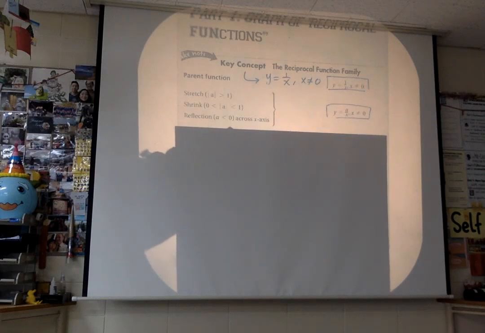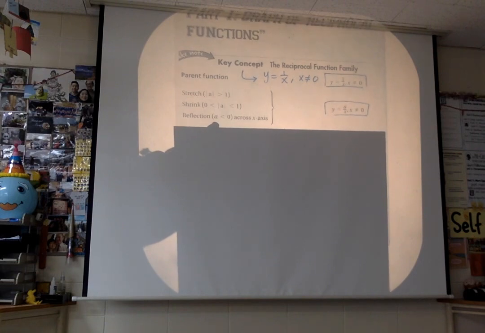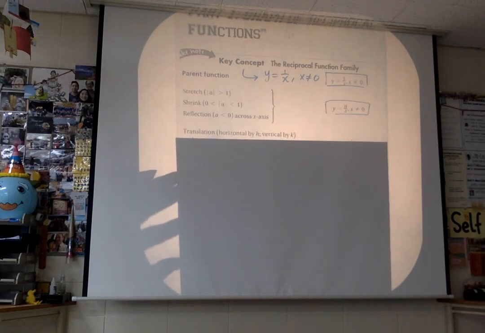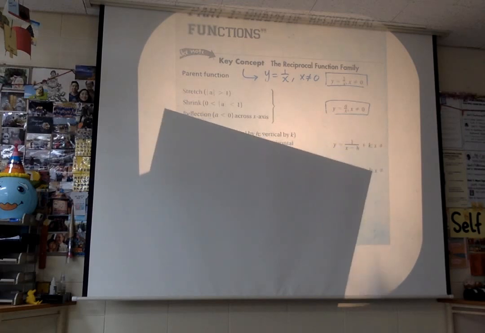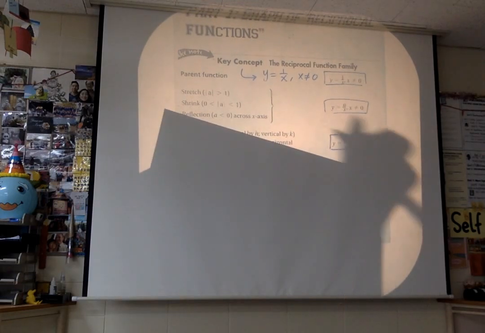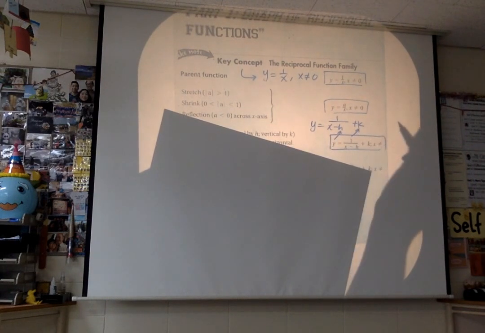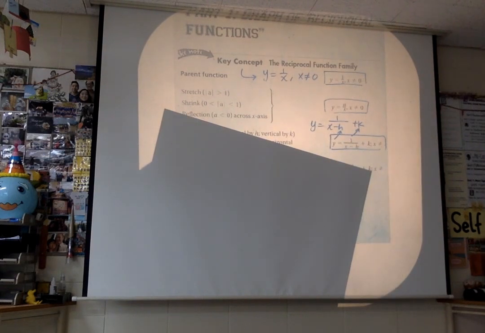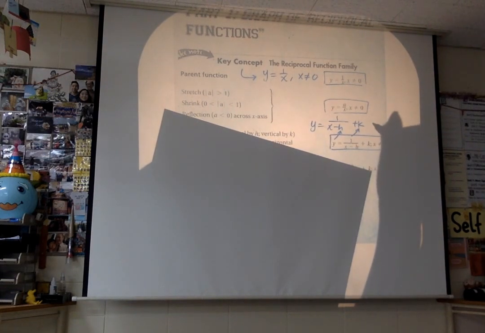Reflection: if a is less than 0, so if a is negative, then it's going to be a reflection about the x-axis, because every x value has been swapped to its negative. Now, translation. You're going to have to know this one, so write this really big in your notes: y is equal to 1 over x minus h, plus k. Wait a second, the h and k are back. That's right, they're going to mean something really big to us later. But again, we have to say x cannot equal h.